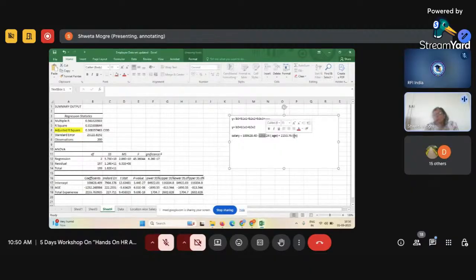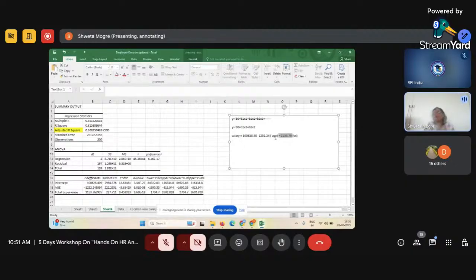But if my experience increases by 1 year, salary will increase by about 2,000. So jointly, roughly speaking, if my age is increasing and experience is also increasing, there will be an increment of about 1,000 rupees difference between the 2-1 and 1-2. Is it clear?